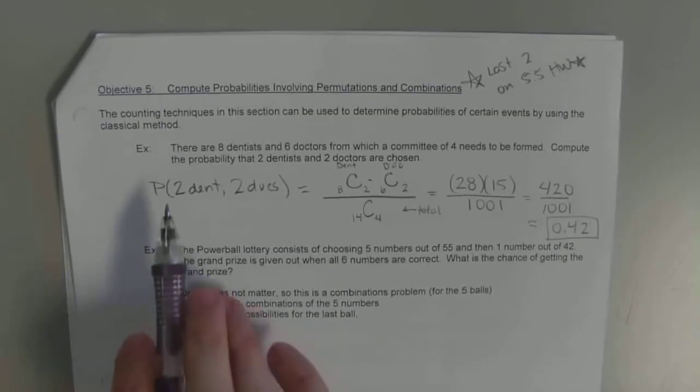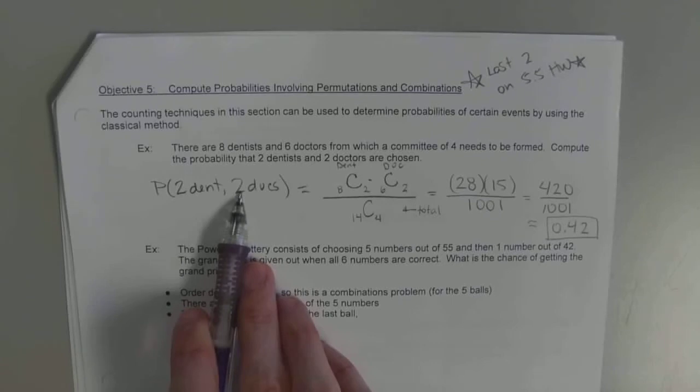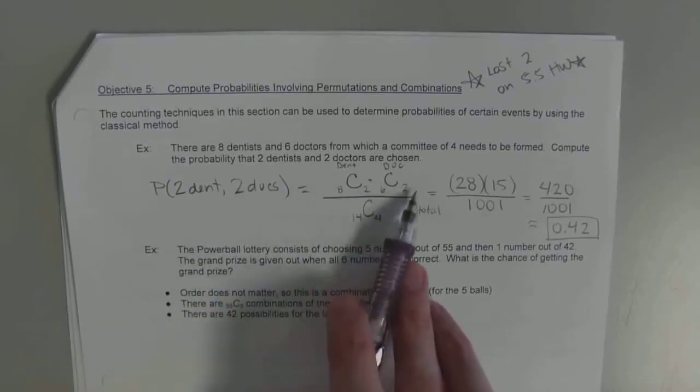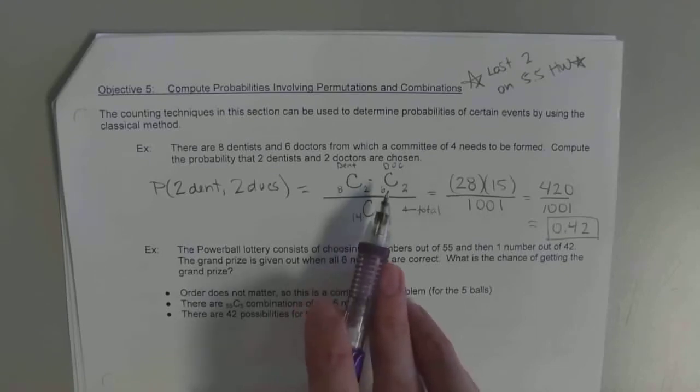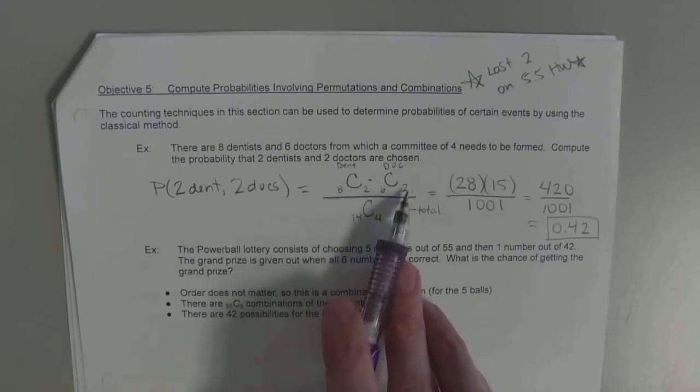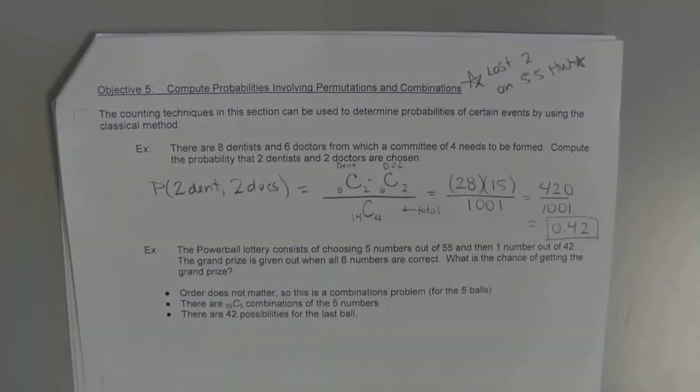On your homework, this will be part A. Part B will be 3 dentists, 1 doctor. What's the only thing going to change? These little numbers up here, because you're still choosing from 8 dentists, but now you're going to choose 3. We're still choosing from 6 doctors, but now you're going to just choose 1. These little right numbers are going to be the only things that change when you go from A, B, C, D. Okay? All right, the last one's just for fun.